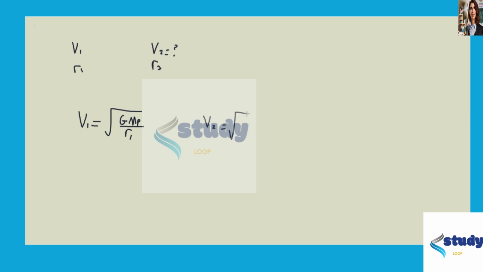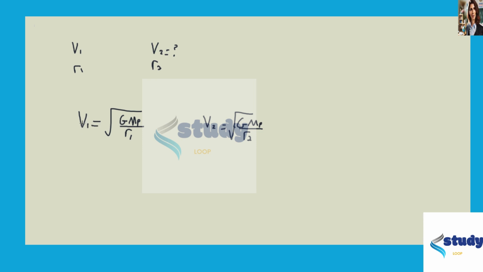So V2, which is what we're trying to find, equals the square root of G times the mass of the planet over R2. We know everything to solve for this except the mass of the planet. We know G and we know R2. So if we have the mass of the planet, we'll be able to solve this. Hopefully, from the information they've given us about the first satellite, we can find what that will be.